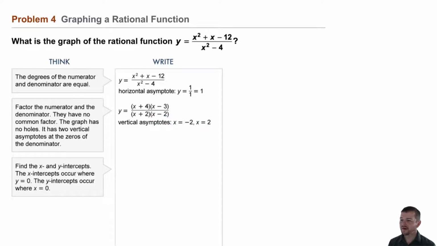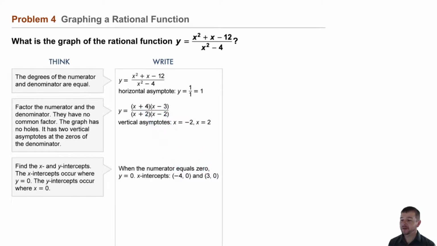Next think, find the x and y intercepts. The x-intercepts occur where y equals 0. The y-intercepts occur where x equals 0. And write, when the numerator equals 0, y equals 0. So the x-intercepts are (negative 4, 0) and (3, 0).